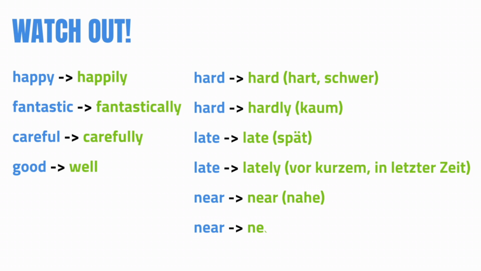Near stays near, nahe, and near turns into nearly, then it means beinahe. He stood near the lake and nearly fell into it. Stand nahe des Sees und fiel beinahe hinein. Lately, he came home late. Vor kurzem kam spät nach Hause. There's a difference in meaning. It depends on what you want to say.